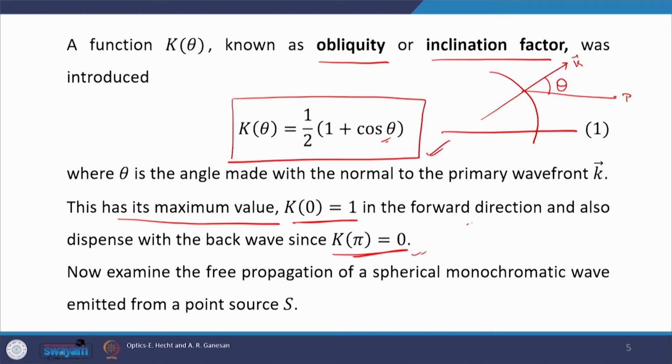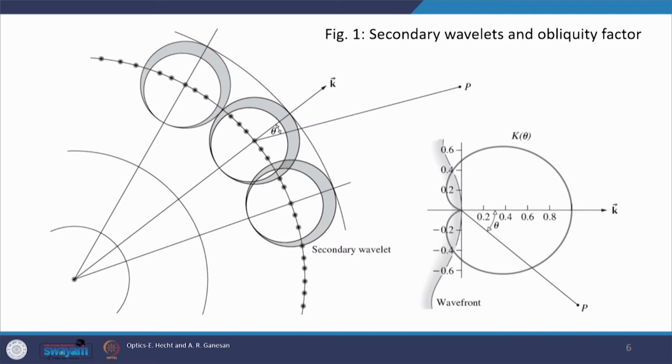Okay. Now, we will examine the free propagation of a spherical monochromatic wave emitted from a point source. But before that, let us see how this obliquity factor looks. Here in this figure, you see that we have a point source, and these are the spherical wave fronts which are being emitted from this point source.